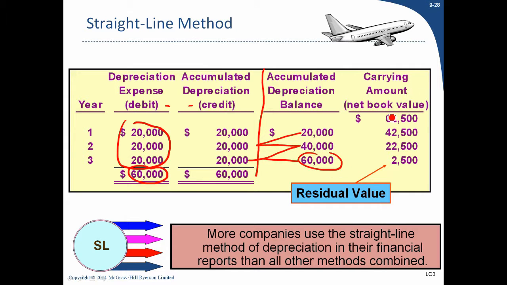And the net book value, notice how it goes from 62 to 42 to 22.5 to 2,500, which is the residual value, right? So this is just a nice sort of way of saying, if we book 20 grand a year of depreciation, we're going to have this carrying value of 2,500 at the end of the 3 years, which should be equivalent to our residual value. More companies use the straight line method of depreciation in their financial reports than all other methods combined. That's just so easy to do, right? All you need to know is the useful life.